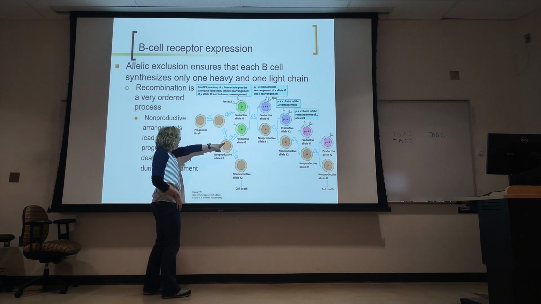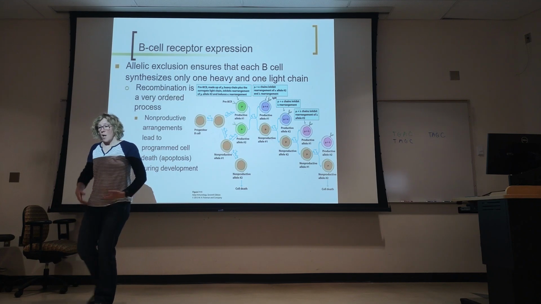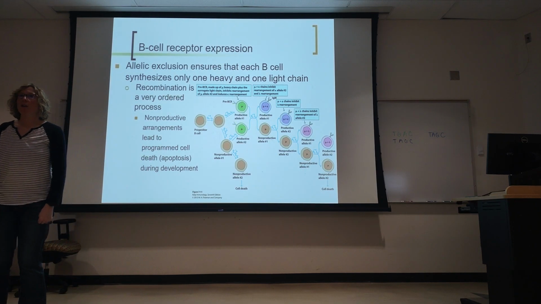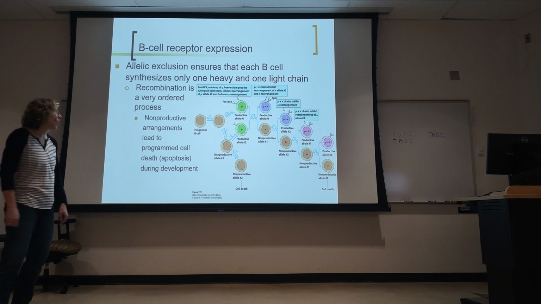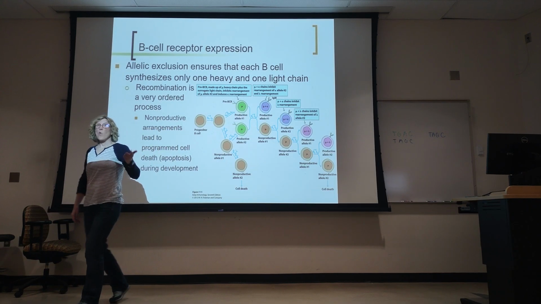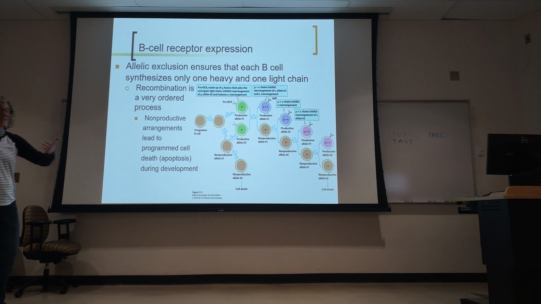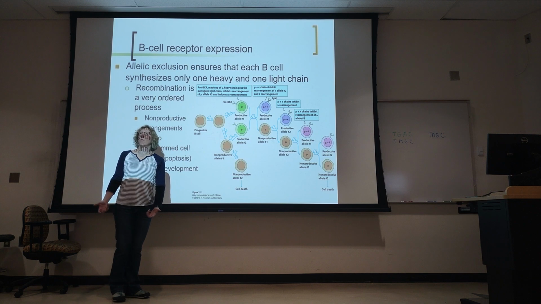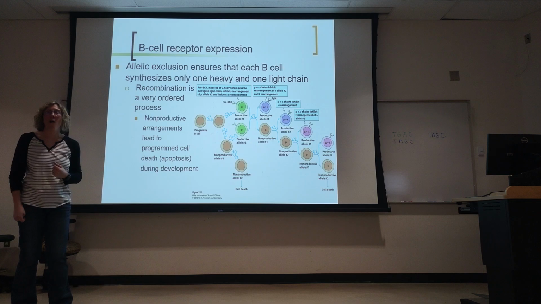So I've got a VDJ that rearranges. We test out that protein, but it's non-productive. Right? So we've done VDJ rearrangement. We transcribe, we try to translate, but what we got didn't work out. So what are we going to do? We have another chromosome that we can VDJ rearrange, right? So that's what we're going to do. We don't want to just give up. I'm going to try to rearrange the other chromosome information to get a successful VDJ.